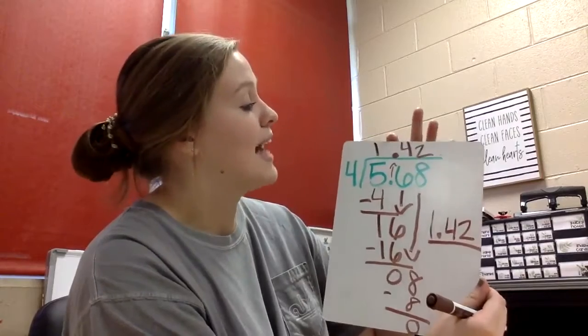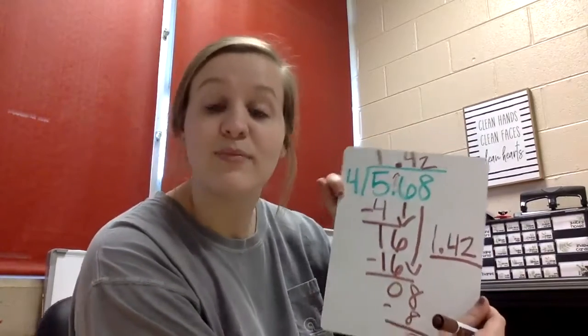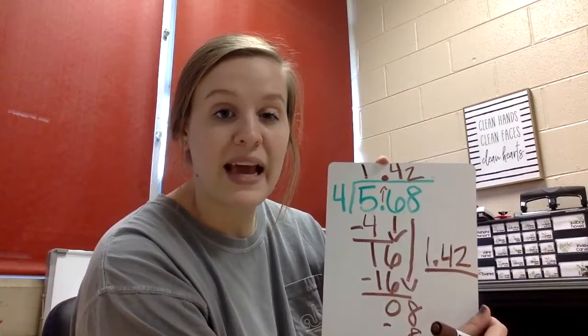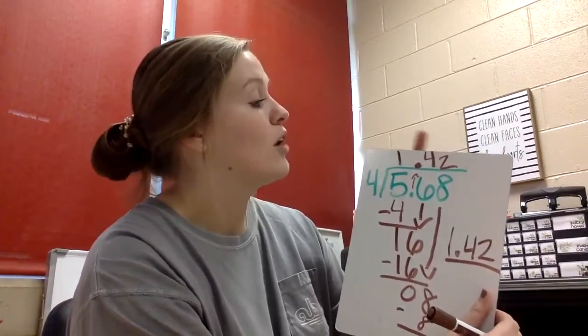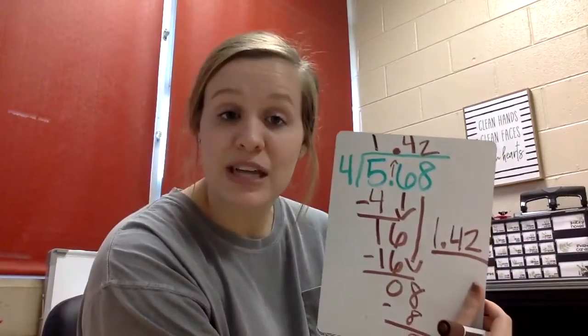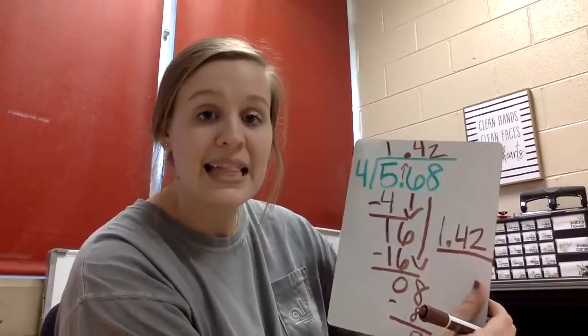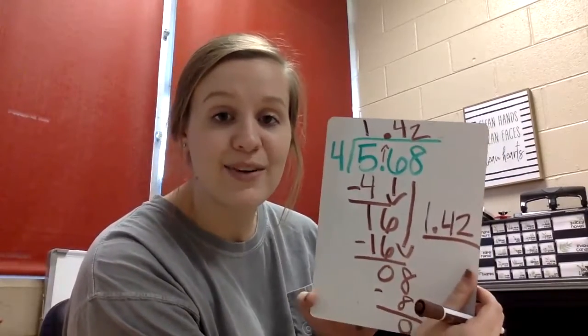Remember, your first step is to set up the division problem, which was already done for us. Second step is to bring that decimal straight to the roof. Then you start dividing just like that decimal's not there. You divide, multiply, subtract, and then you bring down your next place value number.